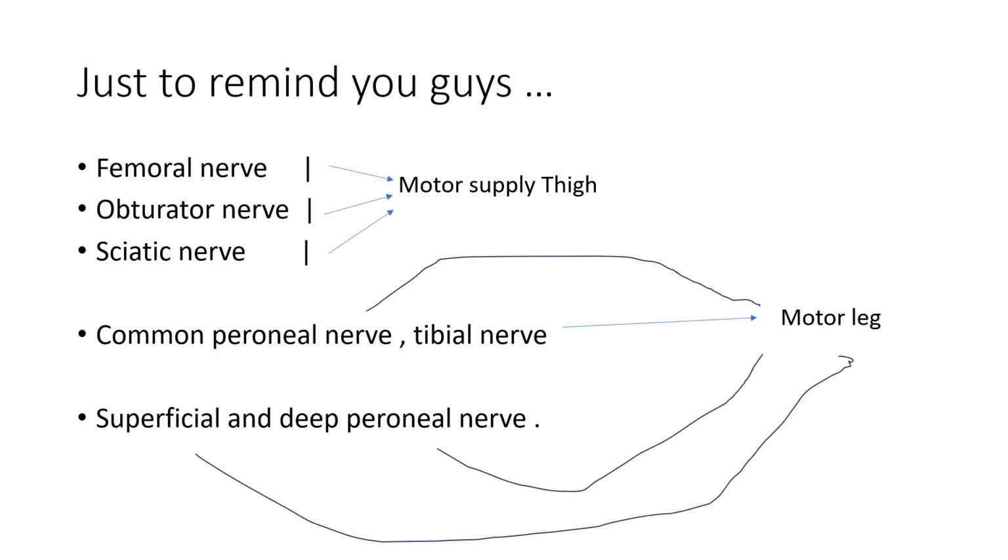So guys, just to remind you, the femoral, obturator and the sciatic nerve are branches of the lumbar and the sacral plexus, and they innervate the motor supply of the thigh as well as the sensory supply. The common peroneal and tibial nerves, which are branches of the sciatic nerve, innervate the motor leg. The common peroneal nerve again divides into two parts: superficial and deep peroneal nerve. They also supply the motor leg, and also the foot and the sole of the foot.